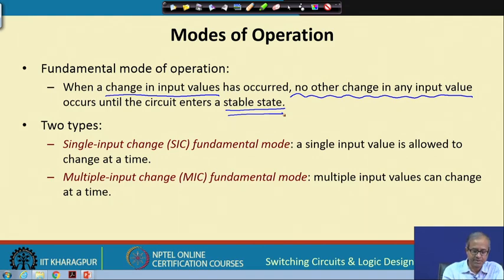And there can be two different kinds of changes that you can talk about: one input changing at a time, which is called single input change or SIC in short, or in general you can have multiple input change or MIC. These are the two fundamental modes of operation we talk about.